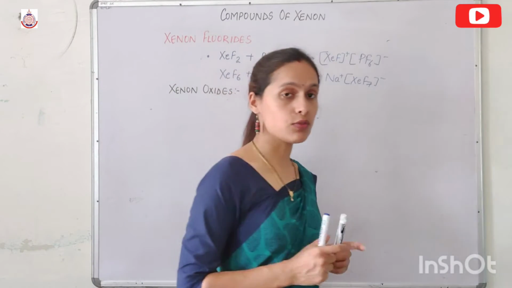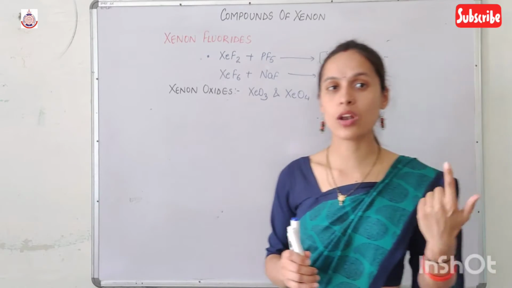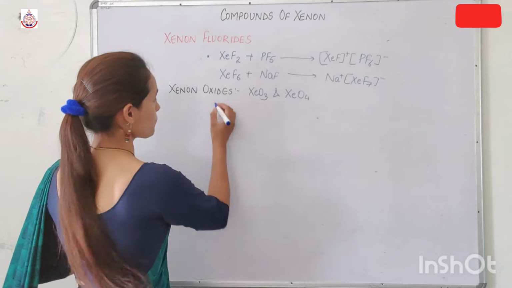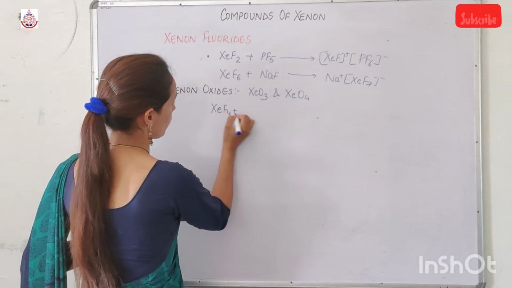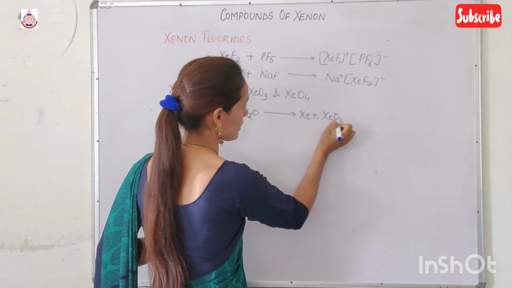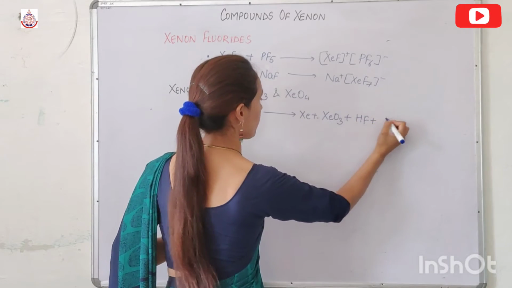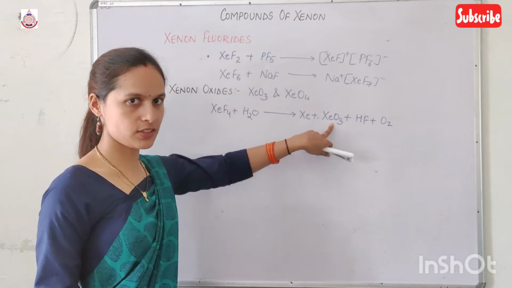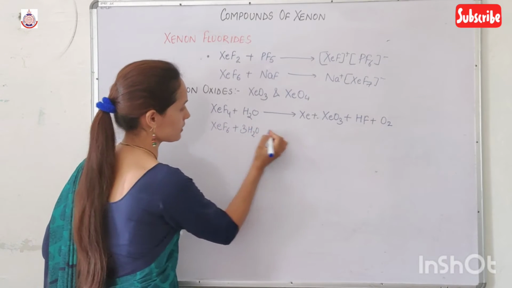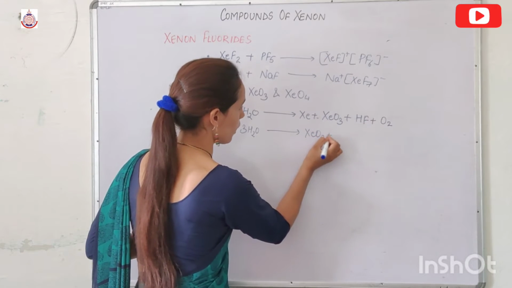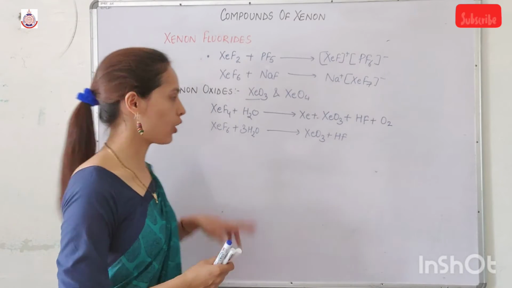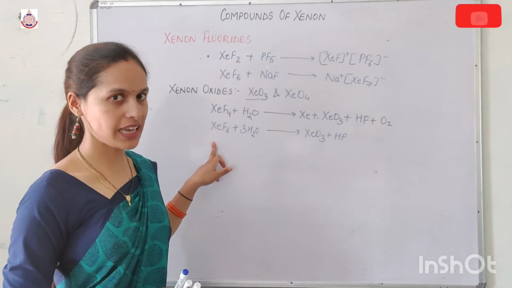Now XeO3 we have studied during the hydrolysis of XeF4 and XeF6. XeF4 when it undergoes complete hydrolysis forms Xe along with XeO3 plus HF plus O2. So here we get XeO3. Similarly, XeF6 when it undergoes complete hydrolysis, then we get XeO3 along with HF. So we get XeO3 by the complete hydrolysis of either XeF4 or XeF6.